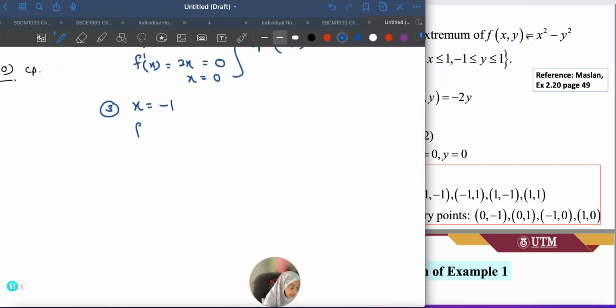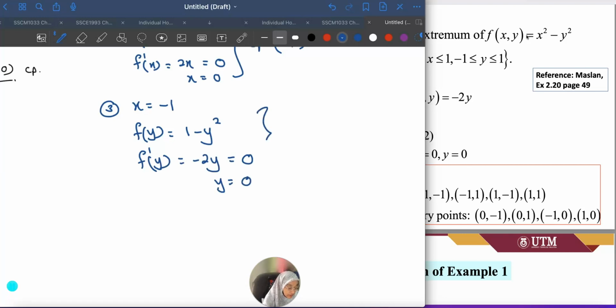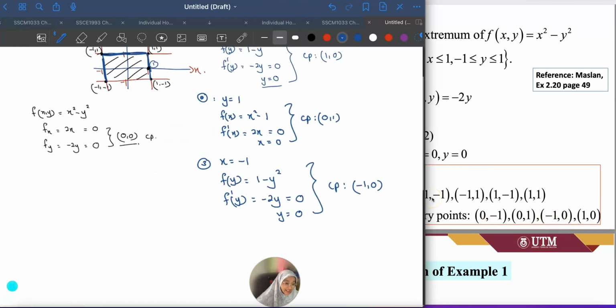So you have f(y), and then x squared, so you have 1 minus 1 squared, and then differentiate with respect to y. So you get negative 2y and equate that to 0. So you obtain y equals 0. So you can conclude that the critical point along this line is at (negative 1, 0). So we have here (negative 1, 0). Okay, make sure that point is lying along the line. If it is outside the line, we don't count that one.